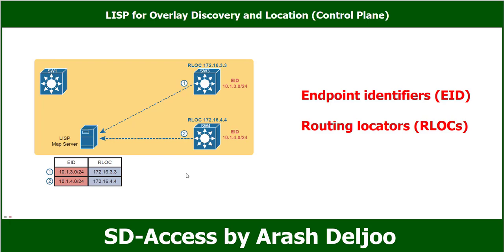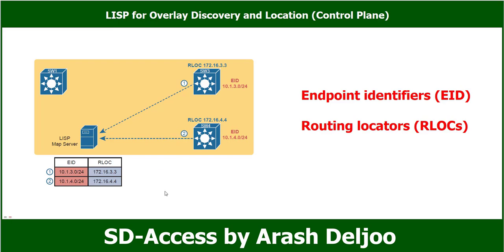Each endpoint, like a PC, has an endpoint identifier. It can be a MAC address, an IPv4 address, or an IPv6 address. In most cases, the IP address, meaning IPv4 or IPv6, is the endpoint identifier of a host. After that, the fabric edge nodes register the fact that the node can reach a given endpoint, or EID, into a database called the LISP map server.